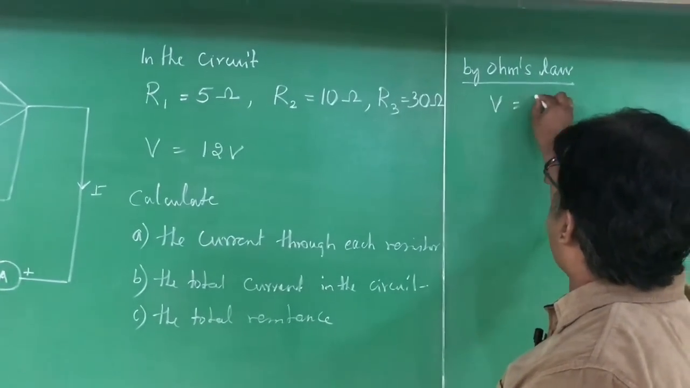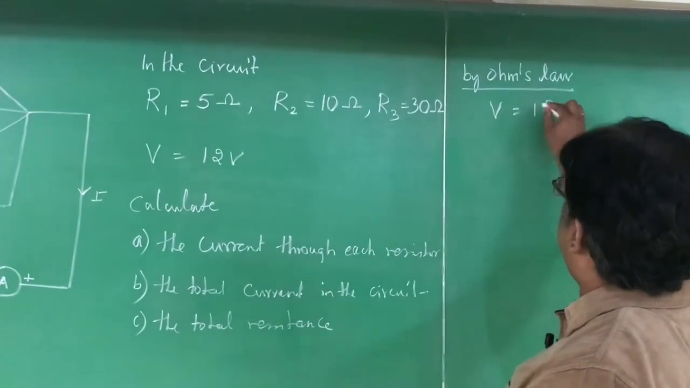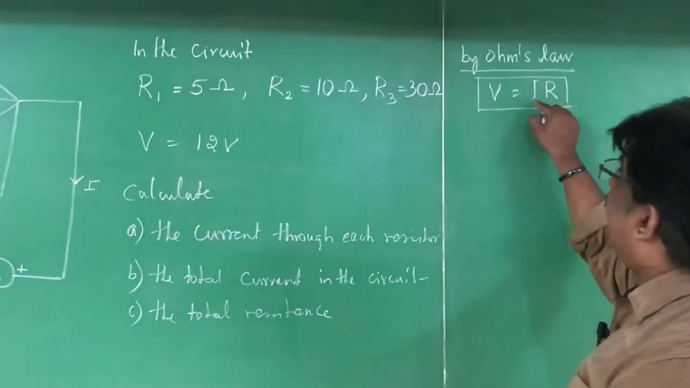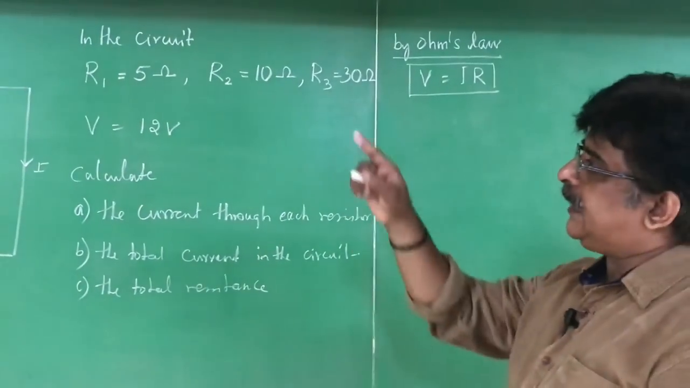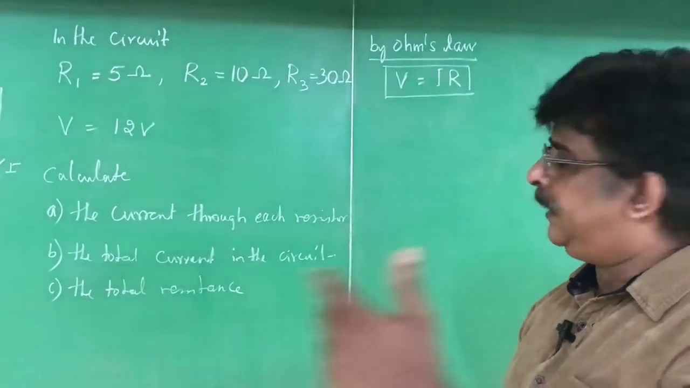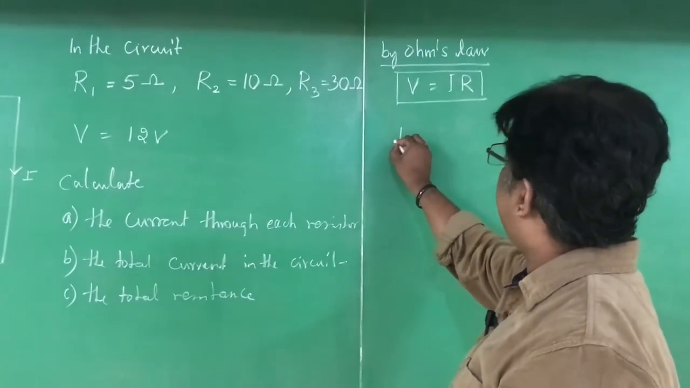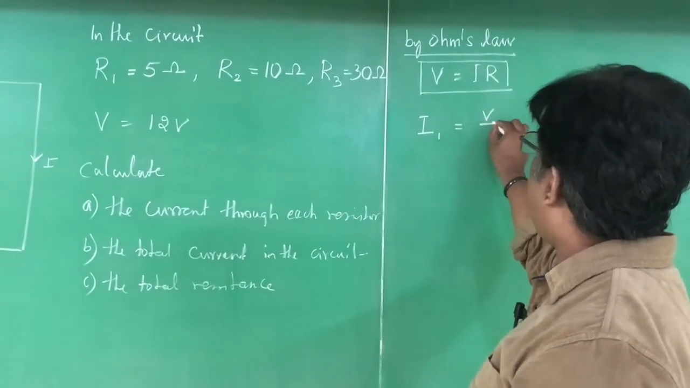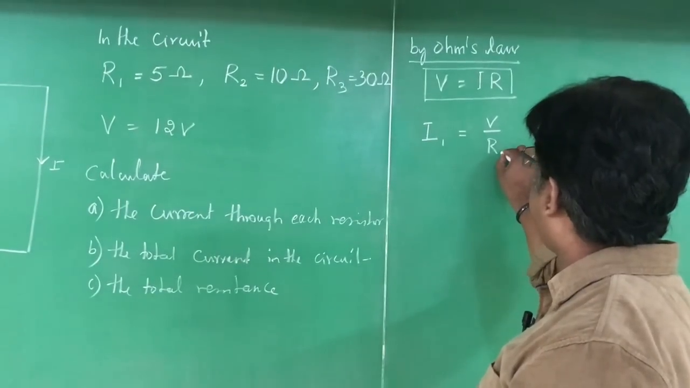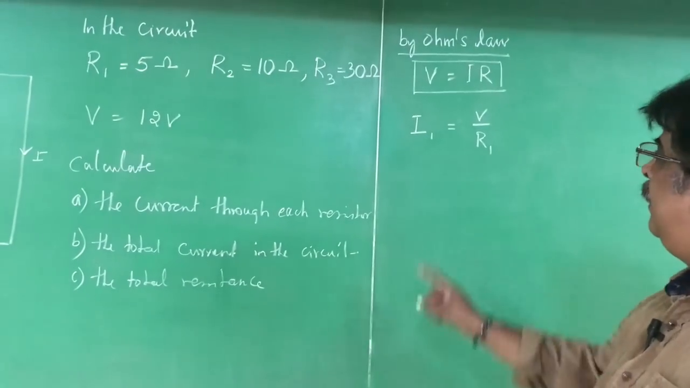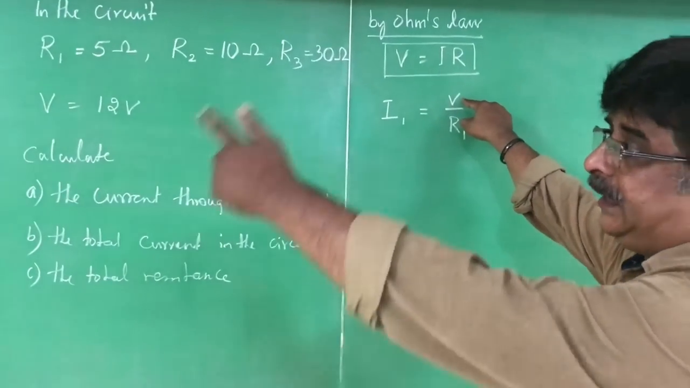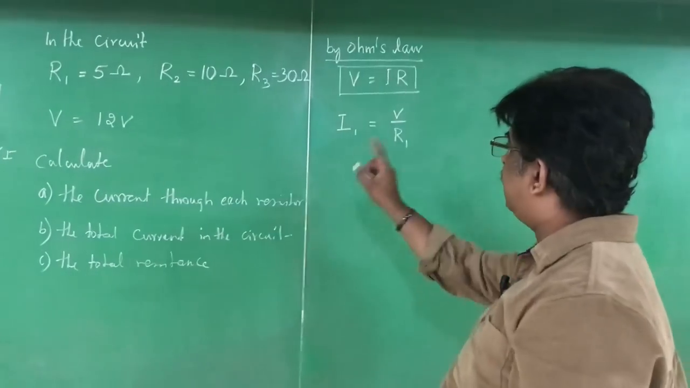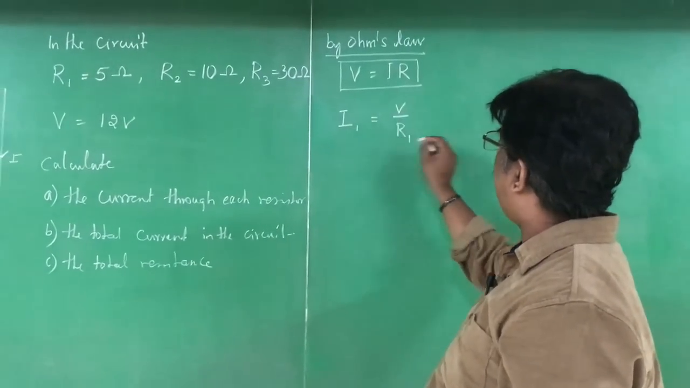V is equal to IR is the formula. We have to calculate I. First I want to calculate I1. Therefore, I1 is equal to V by R1. V is constant because it is in the parallel connection. Voltage remains constant, current varies. I1 is equal to V by R1.